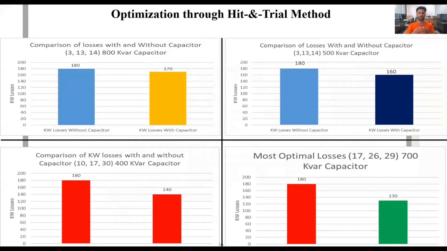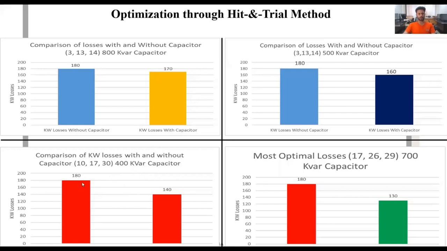Basically, we have taken results using our first technique, which is the hit and trial method. We have optimized the system through the hit and trial method. You can see figure 1, where the nominal active power losses of the system are 180 kilowatts. We have placed a capacitor rating of 800 kVAr on buses 3, 13, and 14. By this, we have reduced the losses to 170 kilowatts. Also, we have placed a different capacitor rating of 500 kVAr, which reduces losses to 160 kilowatts. Moreover, you can also see that we have changed the number of buses, the location of buses, as well as the capacitor rating in order to understand the overall idea of how the system behaves when we place capacitor banks in the system.